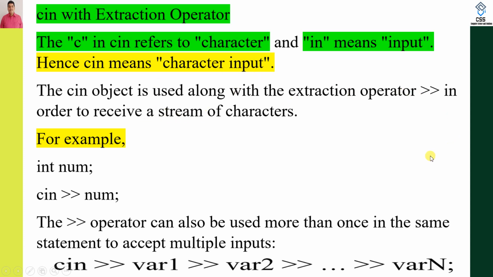Cin is the object used to input the value, and it is used with double greater than as the extraction operator to input a stream of characters at runtime. If I want to input an integer, I can define int as the data type, num as the variable, and cin with the extraction operator with num, meaning the input value is stored in the num variable. If there are a number of variables, then we can write cin double greater than num, double greater than num1, double greater than num2. Here it is written cin variable 1, variable 2, dot dot dot till variable n, meaning more than one value we can also input at runtime.